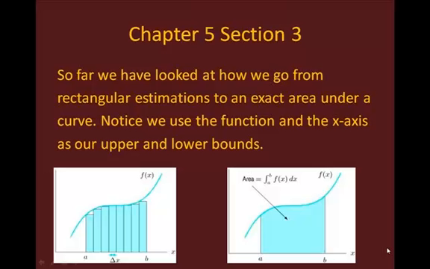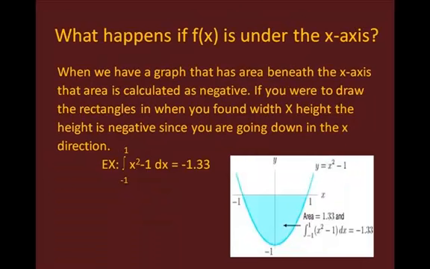Chapter 5, Section 3. So far in this chapter, we've looked at how we go from rectangular estimations to an exact area under a curve. Notice, we've been using the function and the x-axis as our upper and lower bounds when estimating the area underneath this curve. So the question that comes up naturally is what happens if the function is underneath the x-axis? Well, any area that is below the x-axis we count as negative.